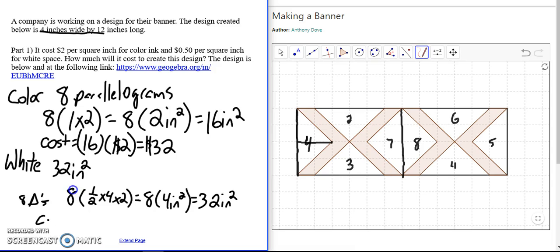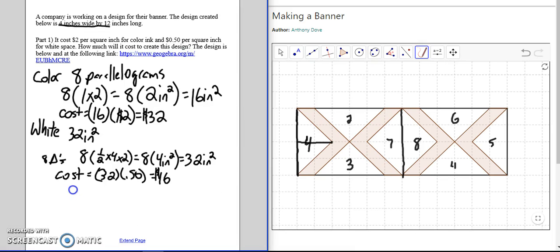And then I know the cost for my white would be the 32 square inches times the 50 cents per square inch, which would be $16. So I know that my total cost would equal the cost of the color, $32, plus the cost of the white, $16, which would be a total of $48. All right, so that's the first question. So I know it's a 4 by 12 and it costs $48.